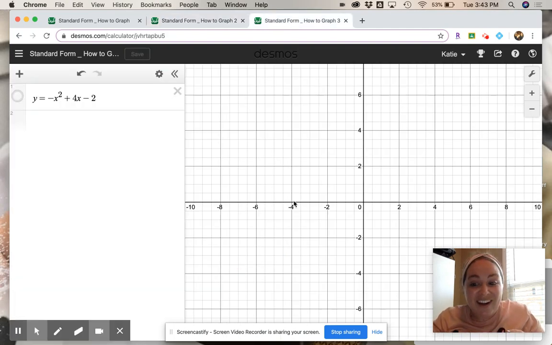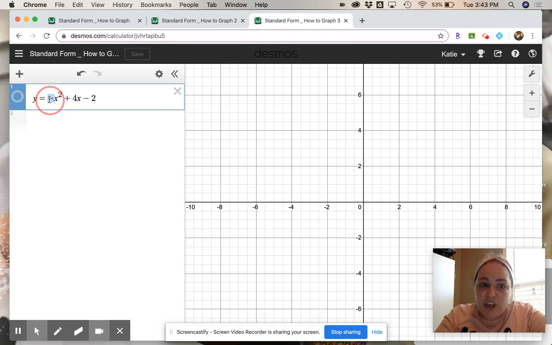Now, I don't have a graph here, so let's look at the equation. What does this equation tell me that's important? My A value and my C value. So I can look here and tell that my A value is negative. So that means my parabola should have negative orientation and open downwards.